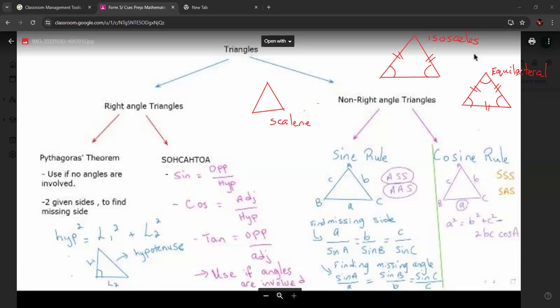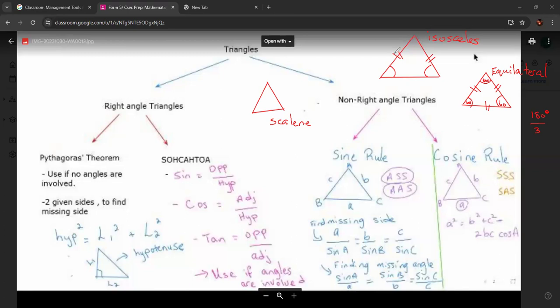Something else to know about the equilateral is that all the angles of a triangle must add up to 180. So obviously, if all of them are equal, we can divide the 180 by 3. And that will simply mean that each of these angles will be 60 degrees, right? So this will be 60, 60, 60 in an equilateral triangle. Scalene, no sides equal, no angles equal.